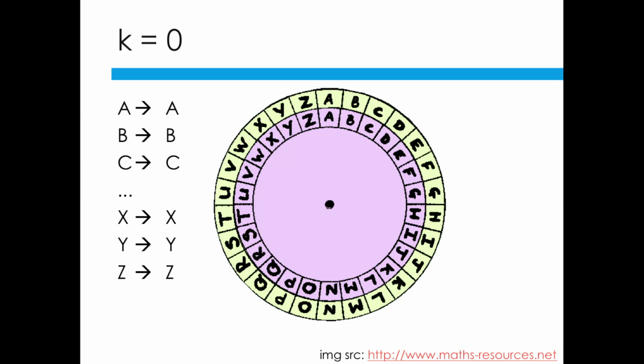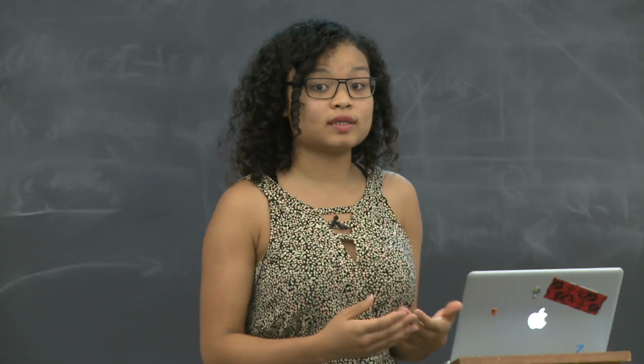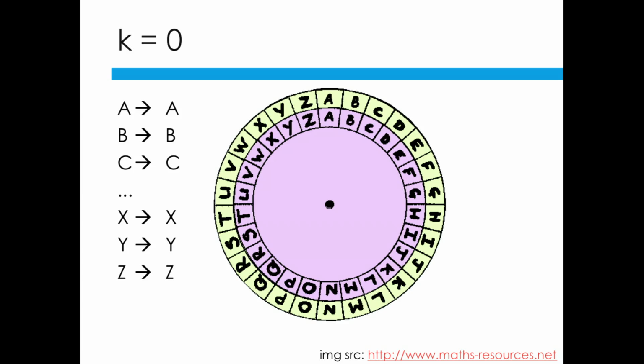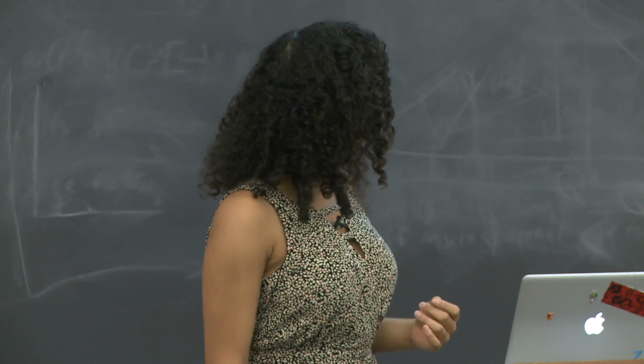All right, so here's an example of a Caesar cipher. Something that you may have played with is just a wheel. Essentially, there's an outer alphabet and then there's an inner alphabet. So right here is an example of the Caesar cipher, but with a key of 0. Essentially, A is aligned with A, B is aligned with B, all the way up to Z.